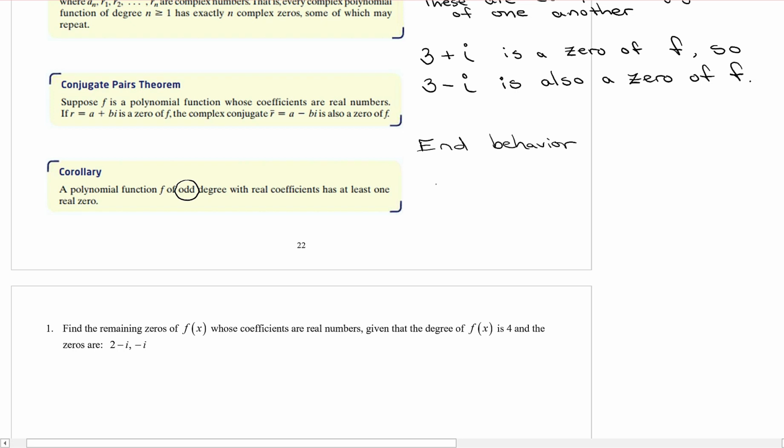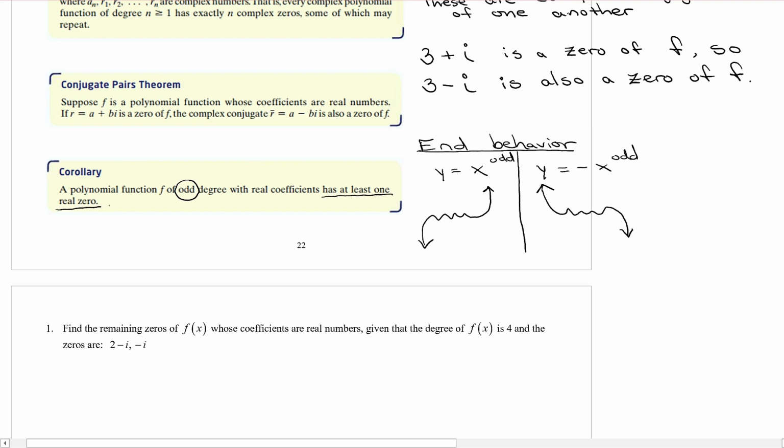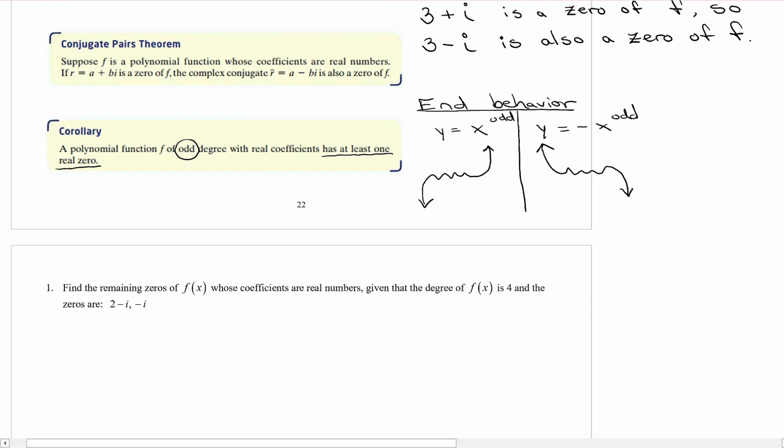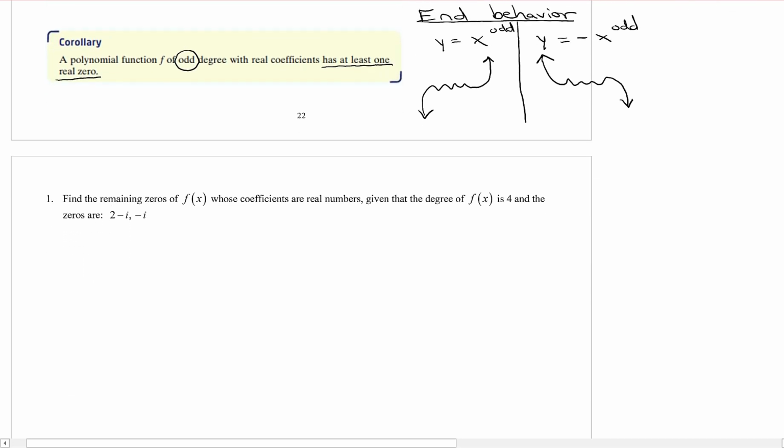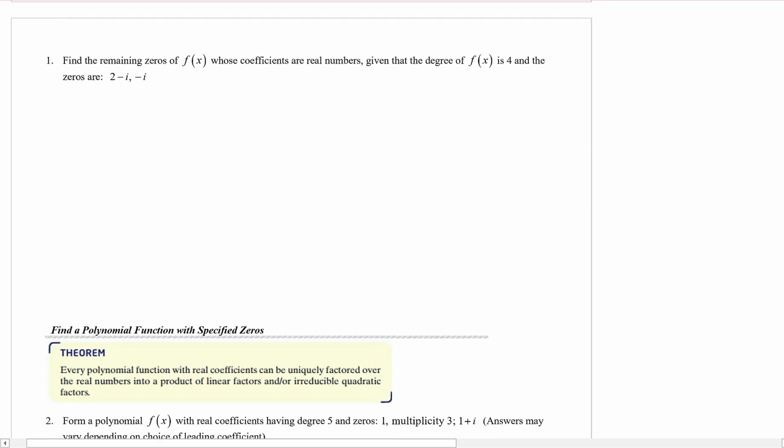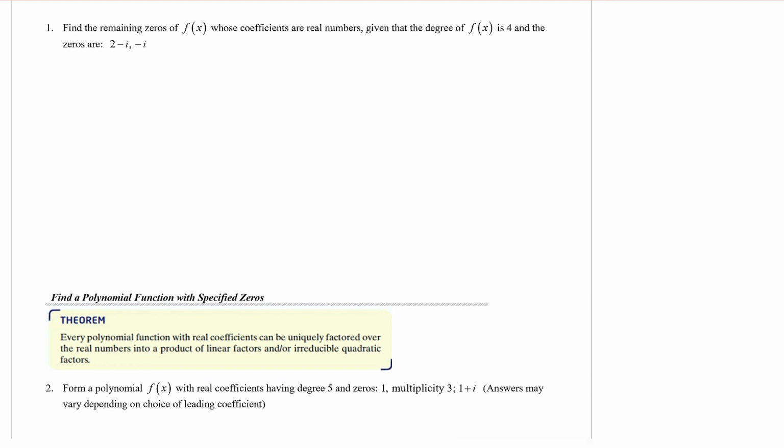So if we have something like y is equal to x raised to an odd power, we already know that the function is going to look something like this, where it starts off down from negative infinity and it rises up towards positive infinity for the y values. But we just don't know what's happening inside. And if we have y equal to negative x raised to an odd power, then it's going in the opposite direction. It starts up from the top and works its way down. So of course it's got to have at least one real zero, because it's going to have to cross the x-axis at least once.